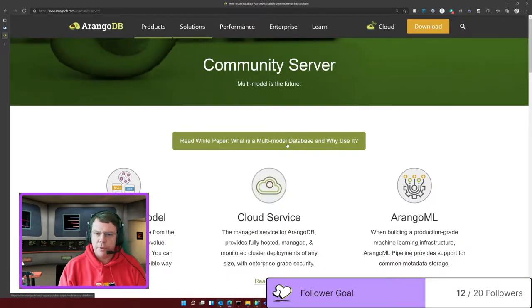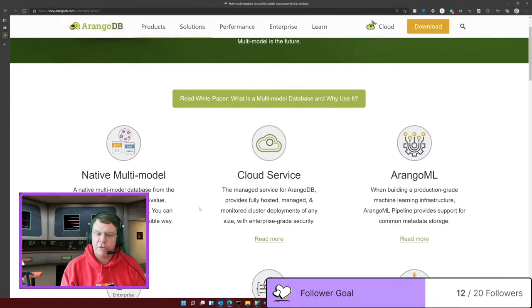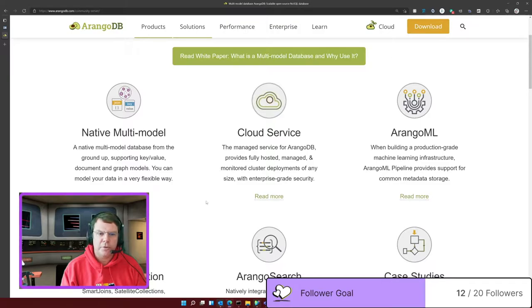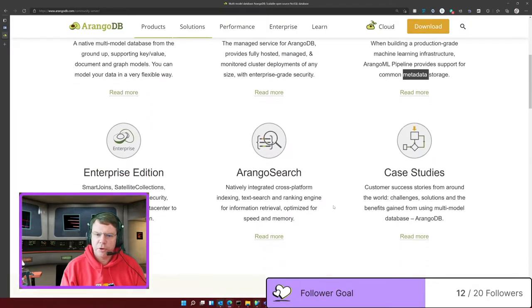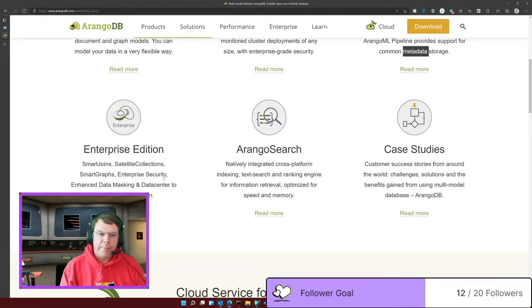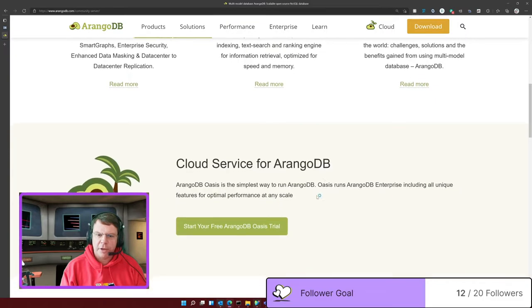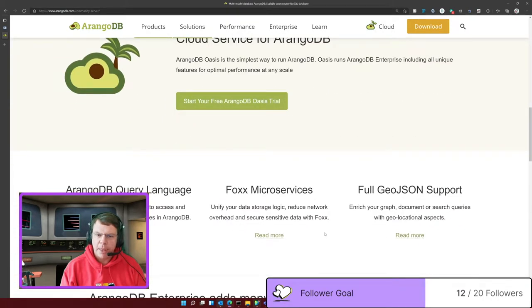So they've got a white paper. That's fine. I might go there eventually, but it's definitely not where I'm going to start. I want to get a feel for what this is. A native multimodal cloud. So it's got some machine learning, ArangoML. That could be interesting if I'm interested in machine learning. Talking about some metadata storage. Okay. So it looks like the enterprise is where I get more security, replication and so forth. That makes sense. I can buy that.